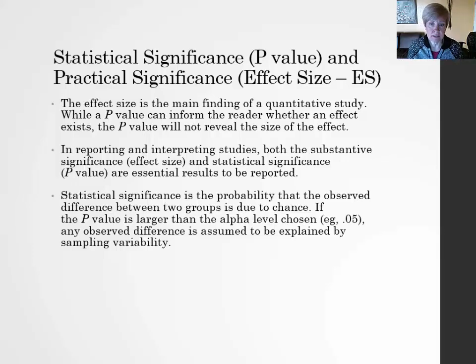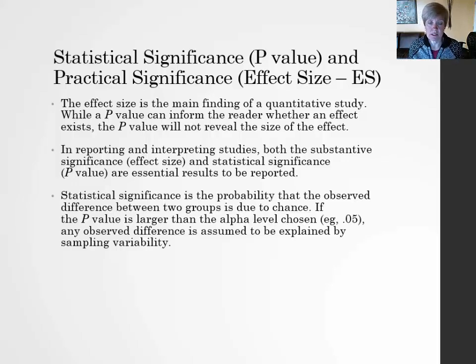Statistical significance is the probability that the observed difference between the two groups is due to chance. In other words, is it just chance that there's a difference here, or is it that something really is going on here? If the p-value is larger than the alpha level chosen, oftentimes in education 0.05, sometimes if you're really being tight, 0.01, any observed difference is assumed to be explained by the sampling variability. In other words, the variability in the sample might explain the change, but if it's less than that, you are probably seeing something going on from your intervention.